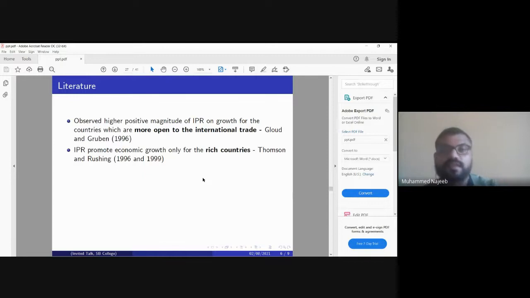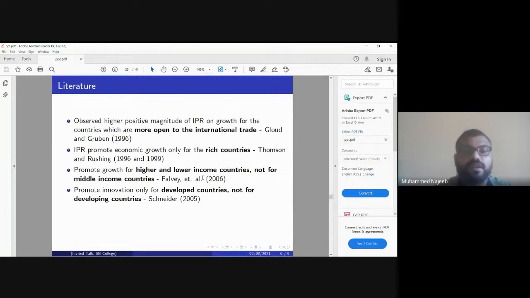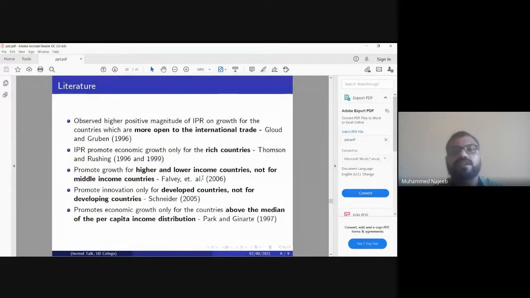Another two studies by Thompson and Rushing, 1996 and 1999, observed that intellectual property right promotes economic growth only for rich countries, not for poor countries. Another study by Falvey et al., 2006, observed that intellectual property right promotes growth for higher and lower income countries, but not for middle income countries. Another study by Schneider observed that IPR promotes innovation only for the developed countries, not for developing countries. A study by Park and Ginarte in 1997 also observed that intellectual property right promotes economic growth only for the countries above the median of the per capita income distribution. For this empirical estimation, they took a sample.